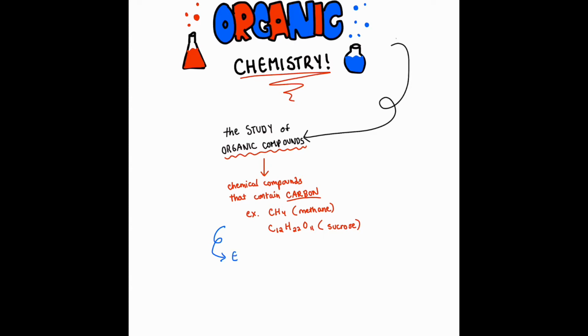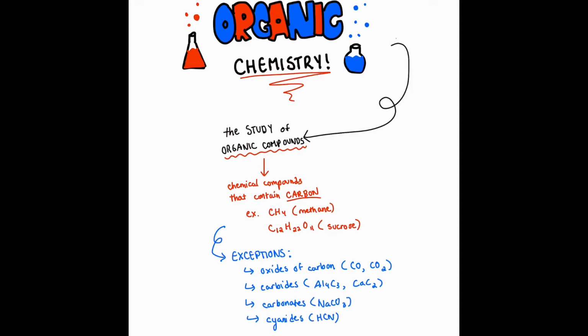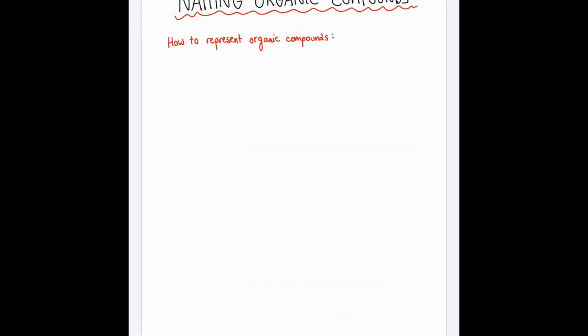However, there are some chemical compounds that contain carbon that aren't organic compounds, so those would be exceptions to the definition. These exceptions include oxides of carbon, carbides, carbonates, and cyanides. Okay, so now let's move on to how we can represent these organic compounds.